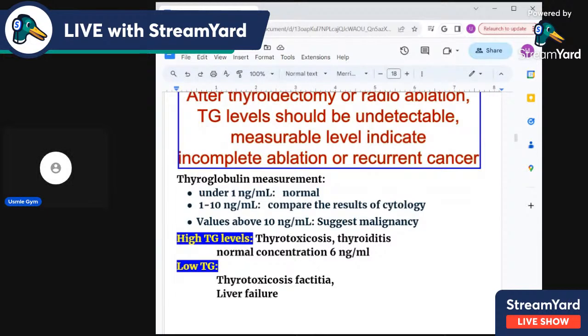So it should be less than 1 nanogram per ml, but it may be between 1 to 10 nanogram per ml. In that case, cytology should be checked. And a value above 10 nanogram per ml suggests malignancy.